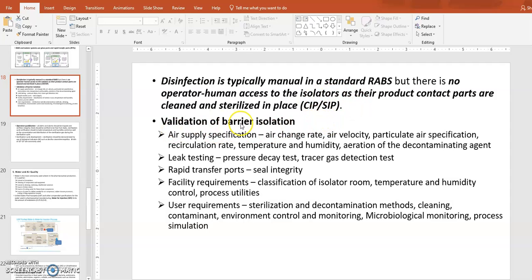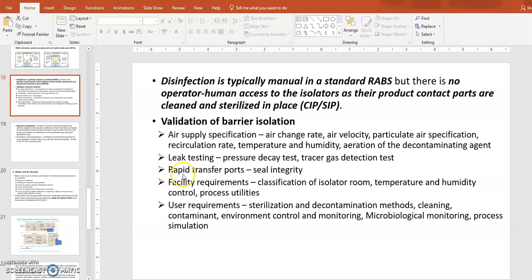And validation of barrier isolation: air supply specification. Is there enough air change happening at the right rate? Air velocity should be checked, particulate air specification, recirculation rate, temperature, humidity, aeration, all those things should be checked. And leak testing is important because there should not be any gas leak. So a pressure decay test will be done. If there's no leak, pressure should be maintained. And there's trace gas detection, so you can test whether gas is leaking or not.